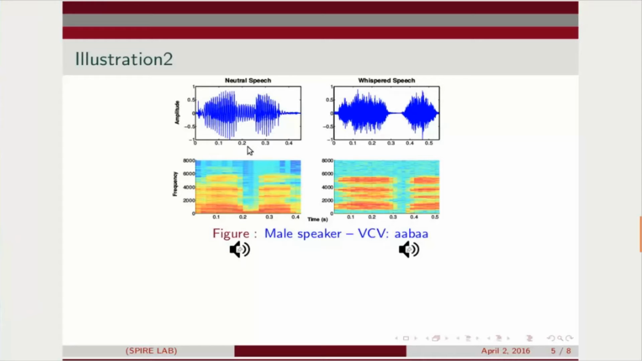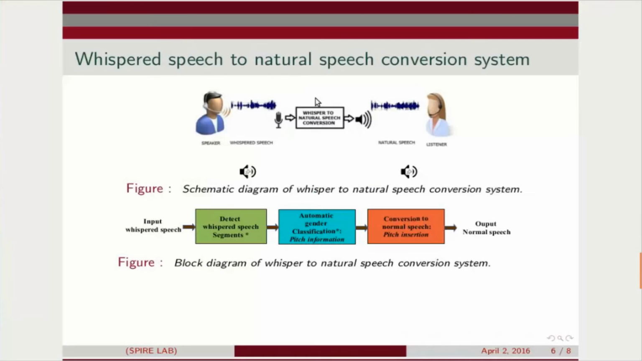You can see that there is some periodicity in the waveform of the normal speech, while whispered speech typically looks noisy. Now that you have seen and heard how different whispered speech is compared to normal speech, let me quickly explain the steps involved in my work.